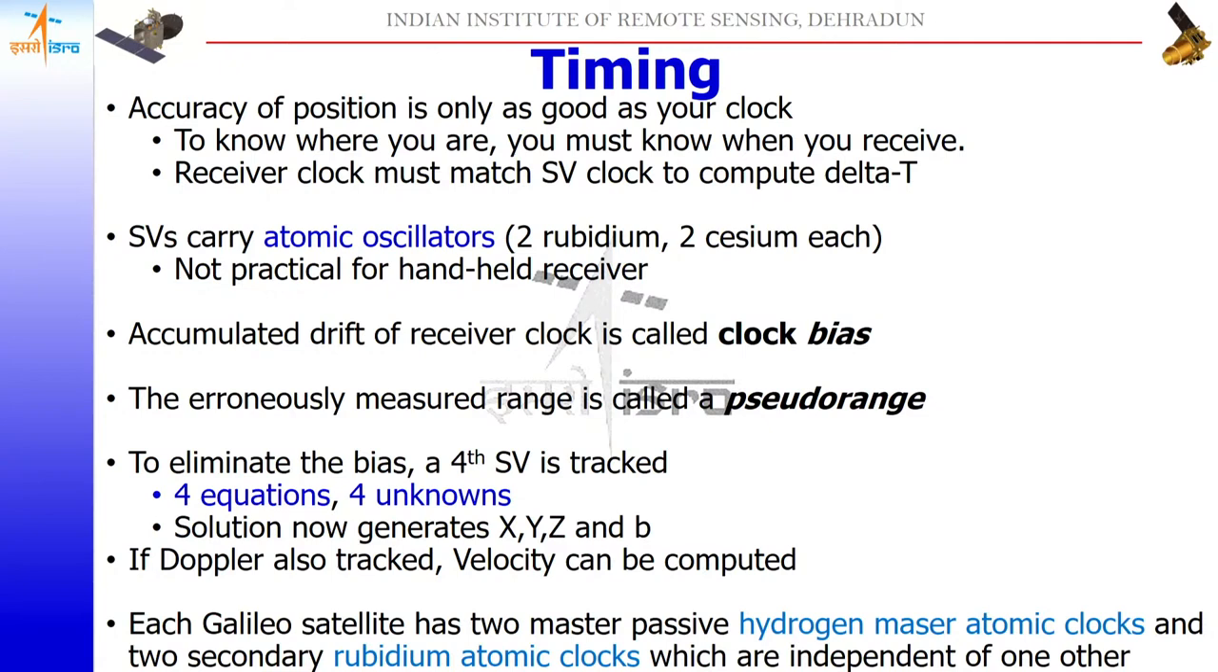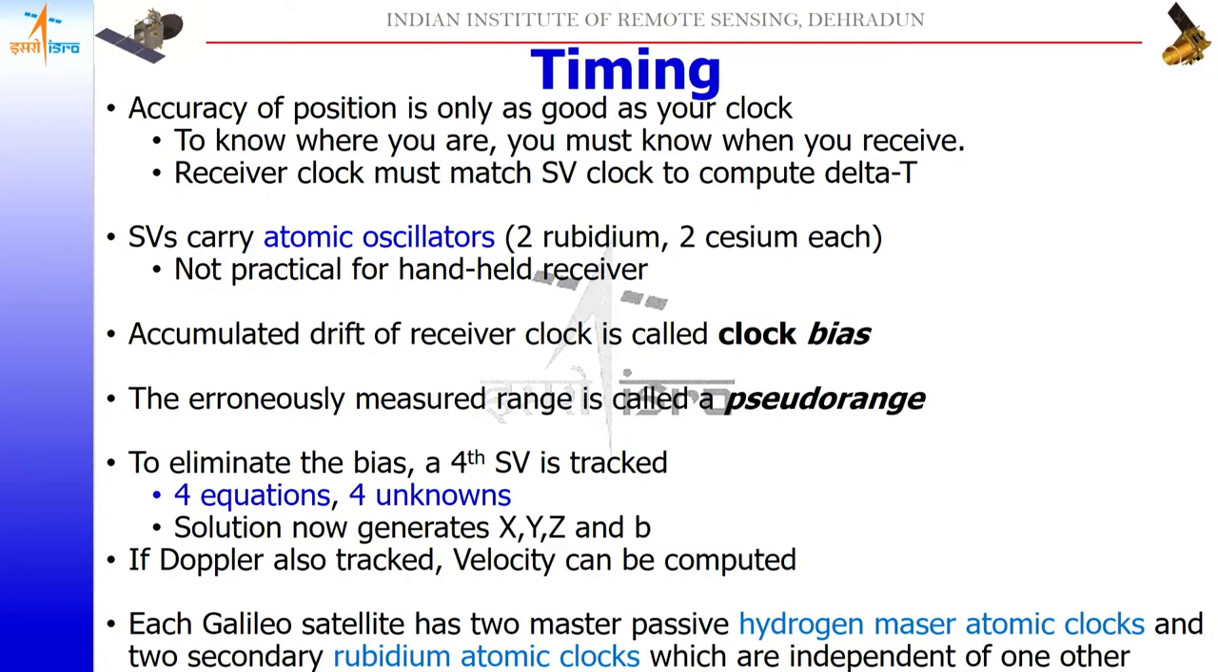The accumulated drift of the receiver clock is also called clock bias. The erroneous measured range is called pseudo range. To eliminate the bias, 4 satellite vehicles are tracked. So here you have 4 equations and 4 unknowns, and with the help of that, you can get x, y, z, and b. If you have a Doppler component, then you can estimate the velocity as well. What is the velocity?